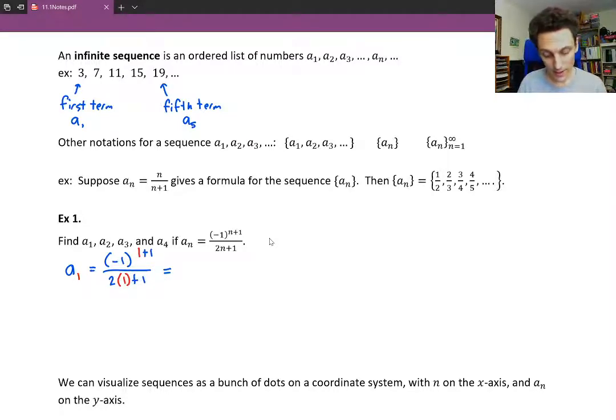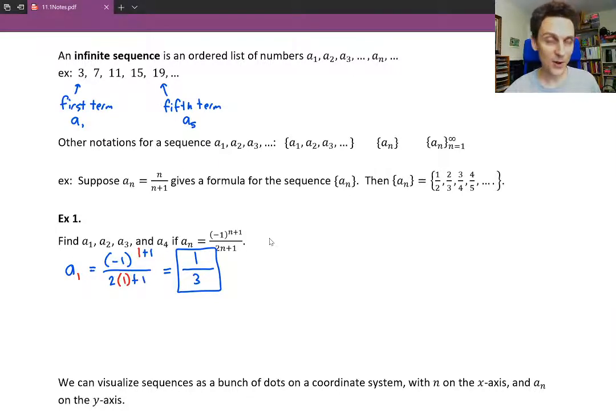Now on the top we're going to get negative 1 to the 2, so that's negative 1 to an even power, which gives you positive 1. And on the bottom we've got 2 times 1 plus 1, which gives you 3. So 1/3 is the first term, which we can also represent with a sub 1.